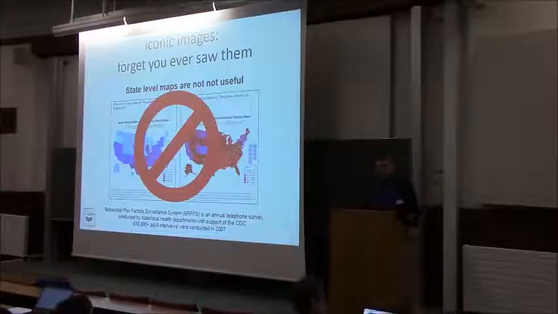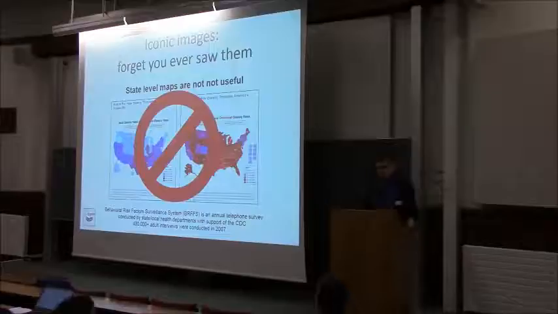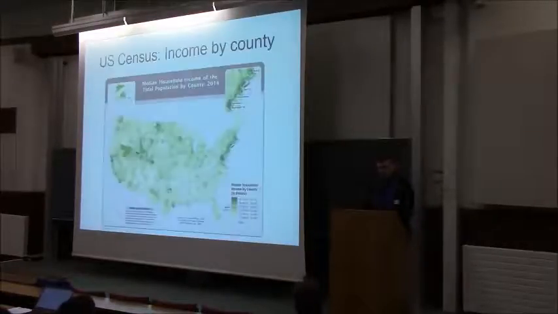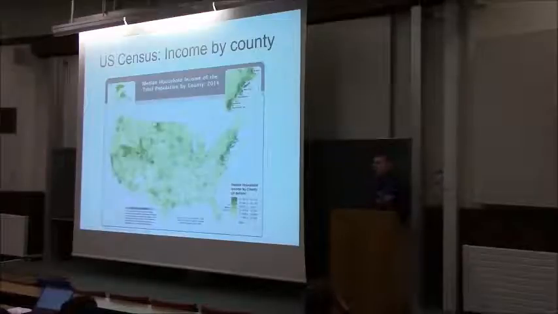But because individual counties have to pay to ask BRFSS questions, very complicated, you get county-level maps. But again, county-level maps for obesity are modeled. So again, we have this discrepancy.